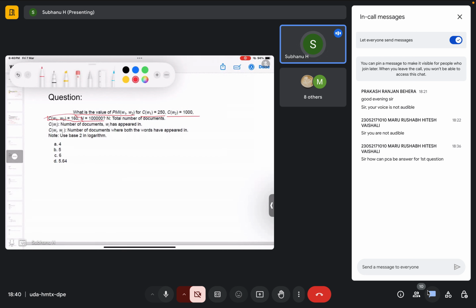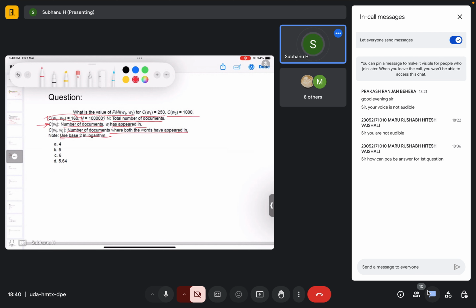N is equal to 1 lakh, and N is the total number of documents. C(Wi) is the number of documents Wi has appeared in, and C(W1, W2) is the number of documents where both words have appeared. Use base 2 in the logarithm.